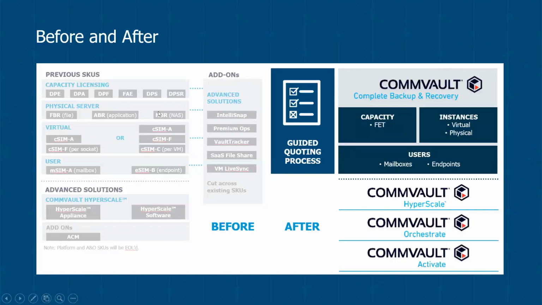Once this new license go into their license key, we convert all the old one to the new one automatically. Our conversion team will automatically convert them from DPE, DPA, FBR, ABR, will convert them to the new licensing. And this is free. All they have to do is just add one license, any kind of license. They want to buy capacity, they want to buy server, they want to buy VM-based license. They can buy just one, we auto convert them.